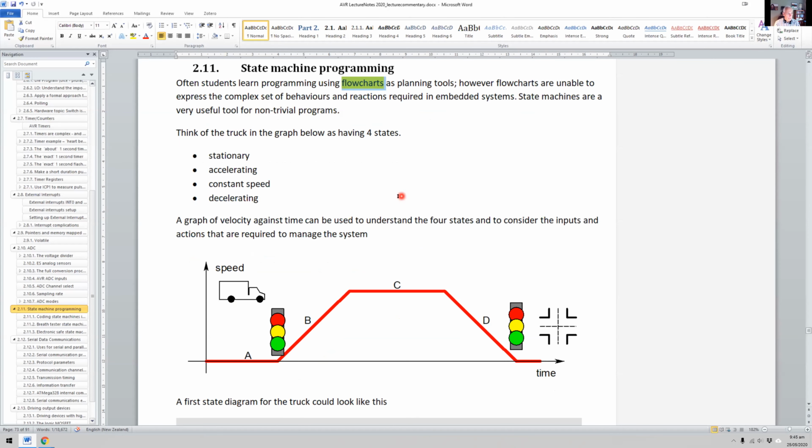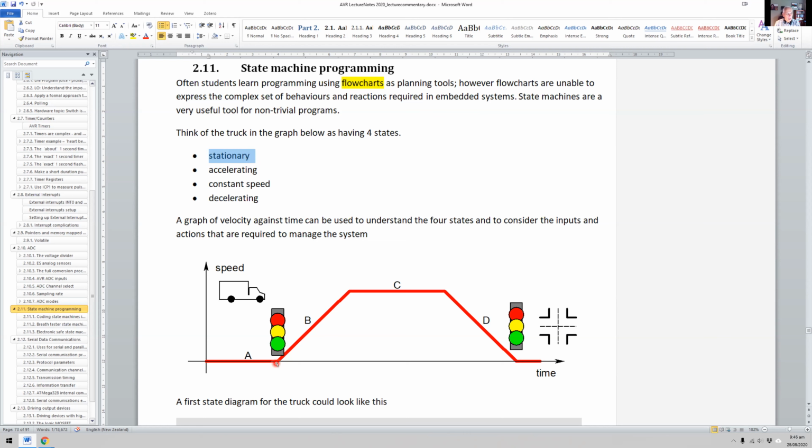And I want to use a little example of a state machine. I want you to think about a vehicle. It could be an autonomous vehicle on the road, okay? So it has 4 states. It has 0 velocity, okay? So this is a speed versus time velocity graph. It has 0 velocity. So at this point, its state A is stationary, okay? So this is the stationary state.